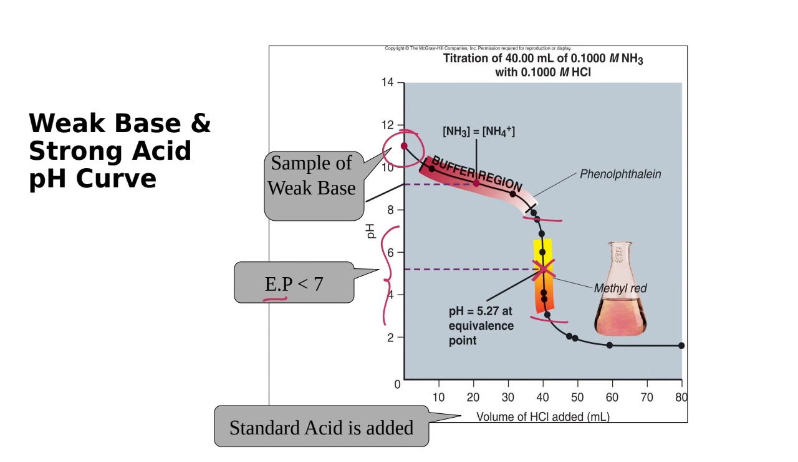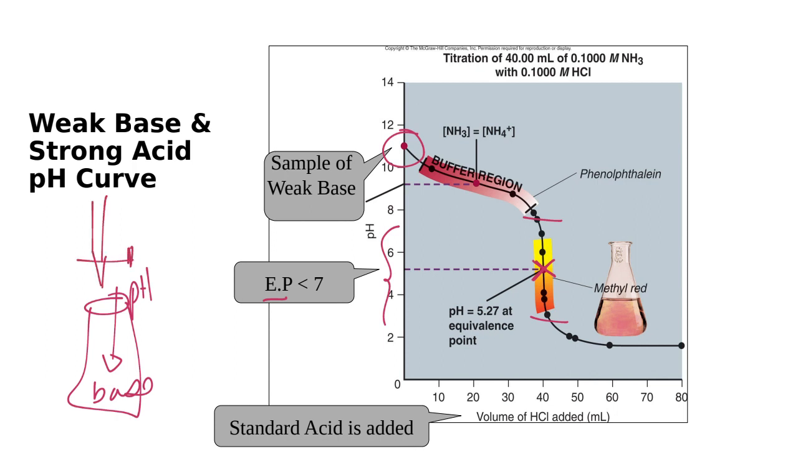Again, when we look at a curve, whatever the starting pH is up here, we can tell right away what is in the flask. So I know that I'm starting with a base in my Erlenmeyer flask because this is what I would be measuring the pH of. And then we would have acid in the burette. This is the burette that we would be adding into the base. So the graph does tell us quite a bit of information.